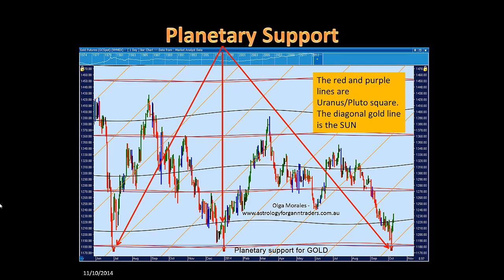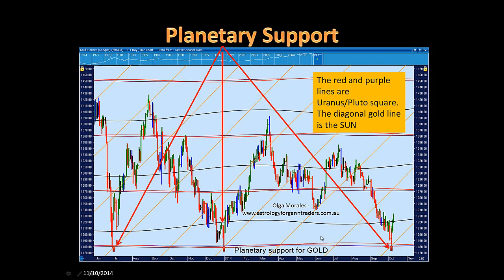See the next part. This is gold at the moment, and I wanted to show you how this all works. Can you see that I've put a little arrow symbol here where price has found support in the past, and currently we've just found support at the same time. These two lines here, the red and the purple, are Uranus and Pluto. They formed a square. The gold line is the Sun. So when the Sun interacts with or triggers their midpoint, price often changes in trend, and it finds support and bounces.